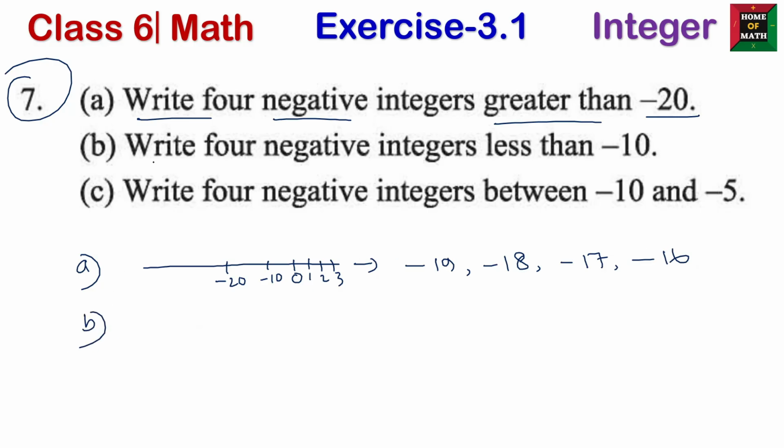Number B, write 4 negative integers less than minus 10. Now again consider, once you go right side you will get a greater number, once you go left side you will get a less number.